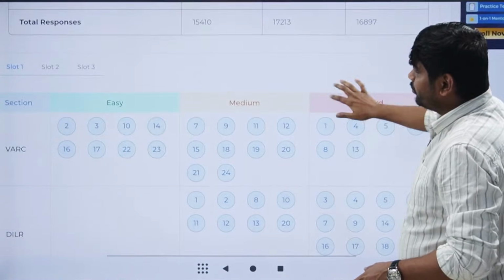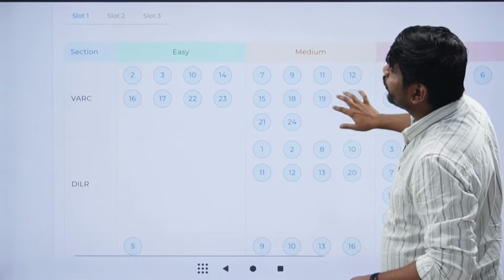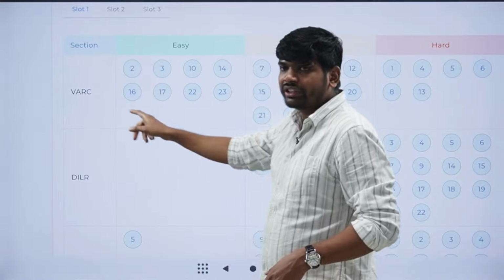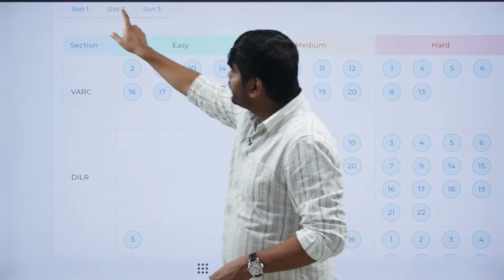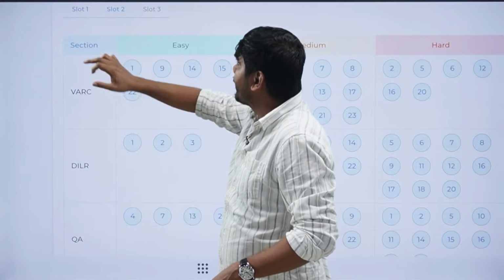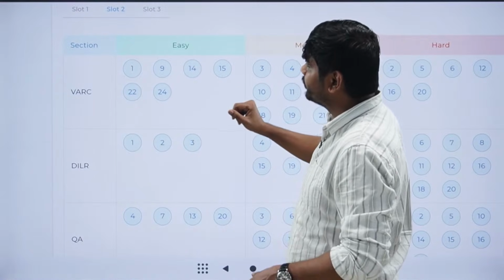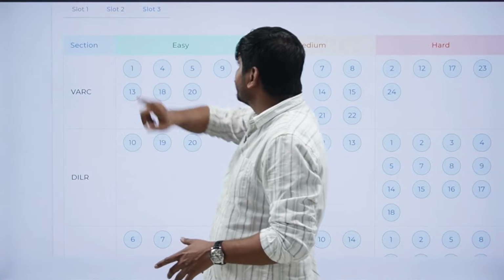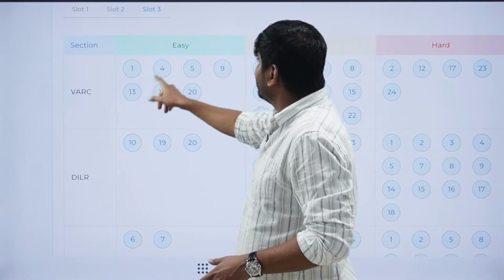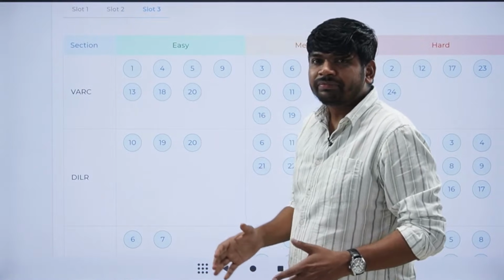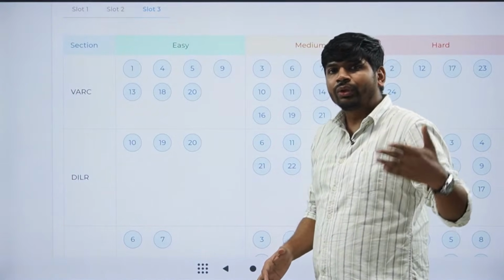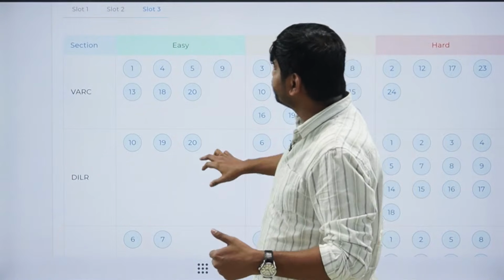So if you see slot wise, how many easy questions were there in VRC? The number of easy questions was 6 in slot 1, whereas in slot 2 this number is just 5. Slot 1 was easier compared to slot 2, but in slot 3 there were 7 questions that were easy. So slot 3 was easier compared to slot 1, and slot 2 was difficult as compared to slot 1.